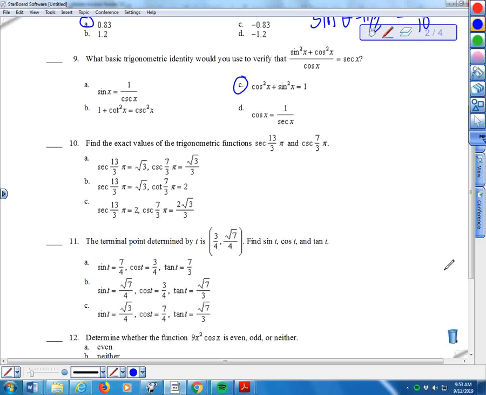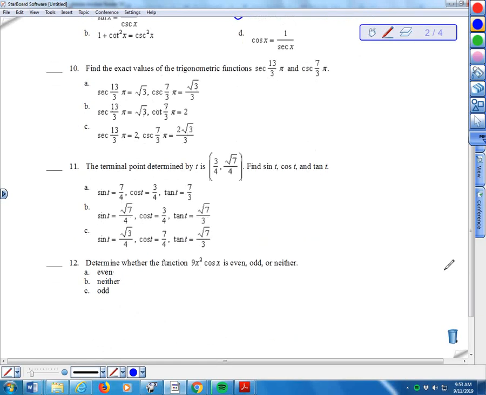Magic. Okay, find the exact values of the trigonometric functions for secant of 13 over 3 pi and cosecant of 7 over 3 pi. Can't be B because that's cotangent. It's for the second one.